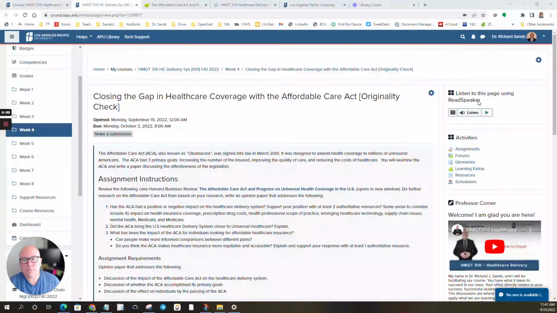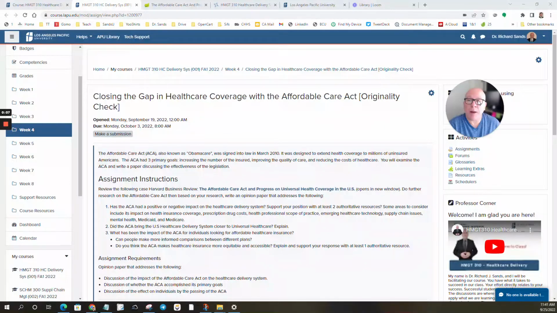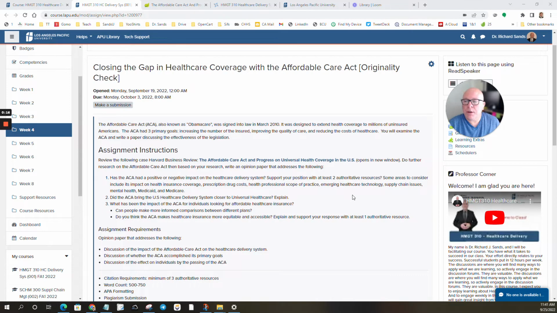Which is closing the gap in healthcare coverage with the Affordable Care Act, or ACA, as you'll hear called. All right, so let's go ahead and get into it. So the Affordable Care Act, ACA, also known as Obamacare, was signed into law in March 2010. It was designed to extend health coverage to millions of uninsured Americans. The ACA had three primary goals: increasing the number of insured, improving the quality of care, and reducing the cost of health care. You will examine the ACA and write a paper discussing the effectiveness of the legislation.